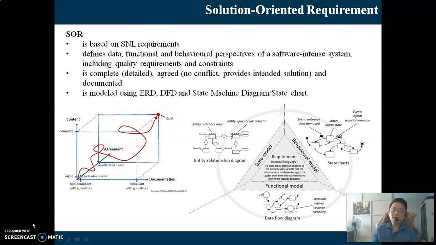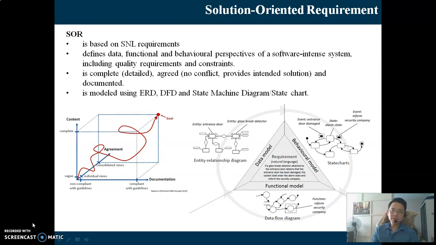How is this solution-oriented requirement related to requirement engineering? Please look at the figures on the left-hand side of the slide. If you recall earlier, requirement engineering has three objectives. Number one, to ensure that the requirements, functions, and qualities are completely captured with sufficient detail. The content should not be vague. The content should be complete and detailed.